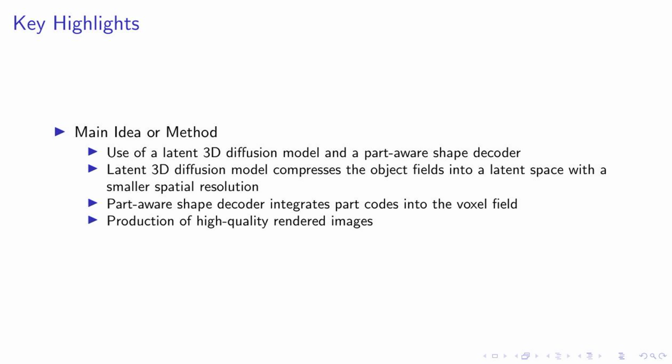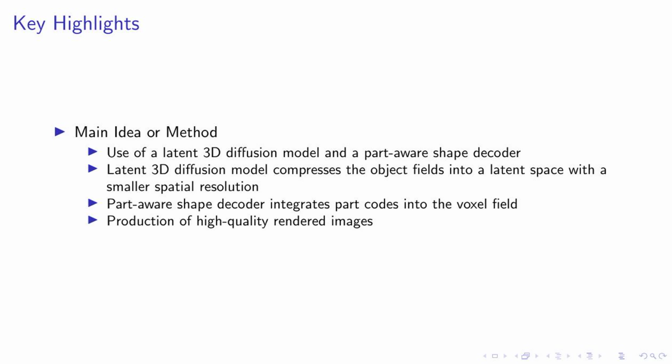In this slide, we delve into the key highlights of our method. At the heart of our approach are two main components: a latent 3D diffusion model and a part-aware shape decoder. The latent 3D diffusion model works by compressing the object fields into a latent space with a smaller spatial resolution. This process facilitates the high resolution of the voxel field, which in turn allows for high-quality rendering results.